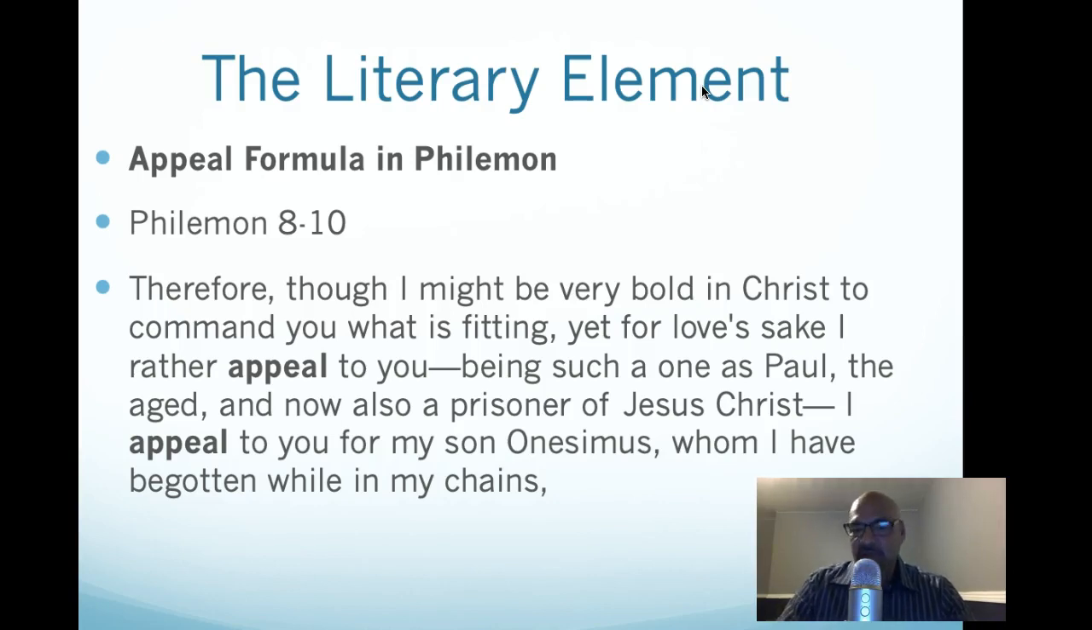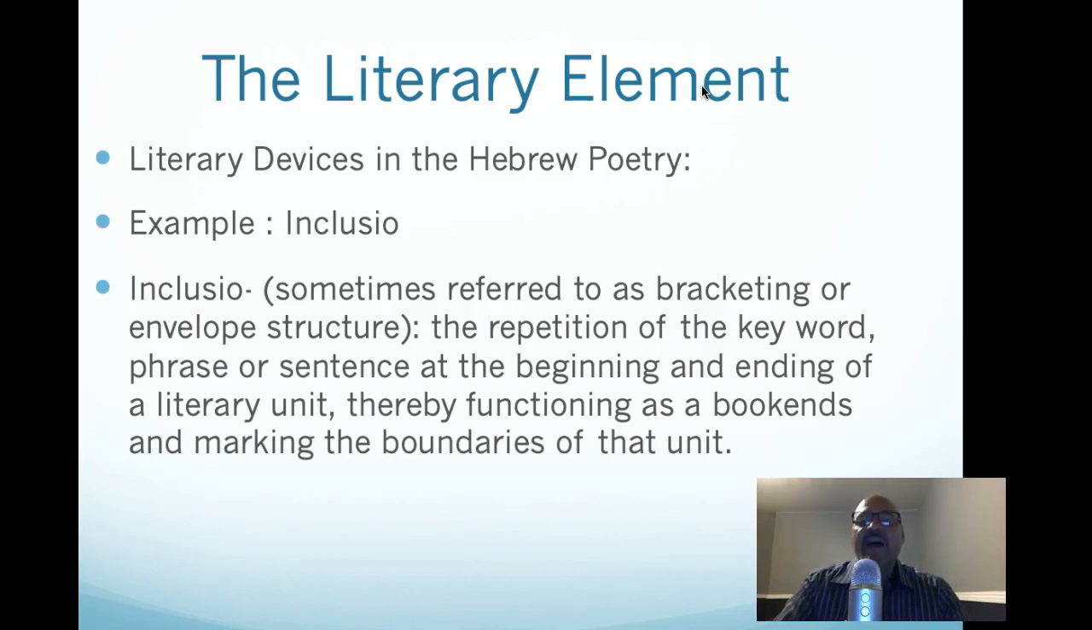Now, literary devices in Hebrew poetry: inclusios. These are interesting. This is another type of writing in the Word of God, but it's part of the Hebrew poetry. Inclusios are sometimes referred to as bracketing or envelope structures. Listen, this is important because you find these a lot in Psalms and Proverbs, you'll also find them in some of Paul's writings, and you'll find them in James. You'll find what we call inclusios: the repetition of the key word, phrase, or sentence at the beginning and at the end of a literary unit.